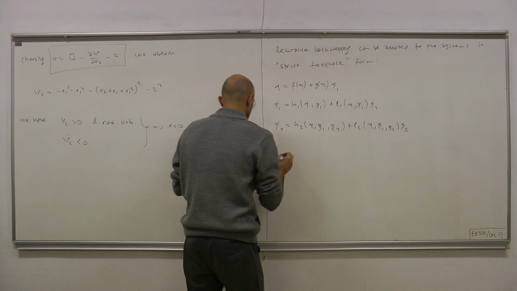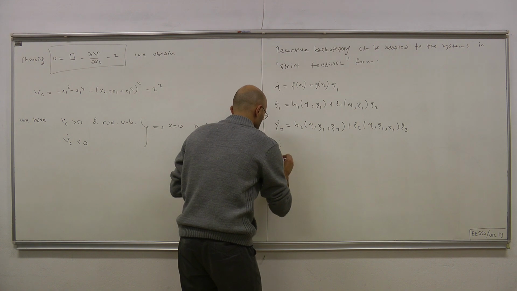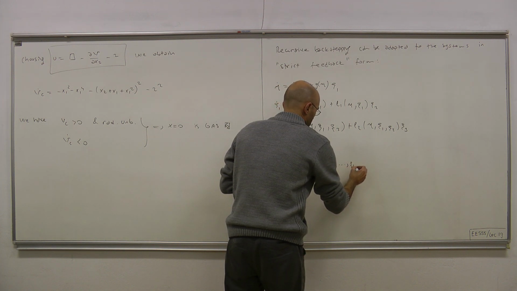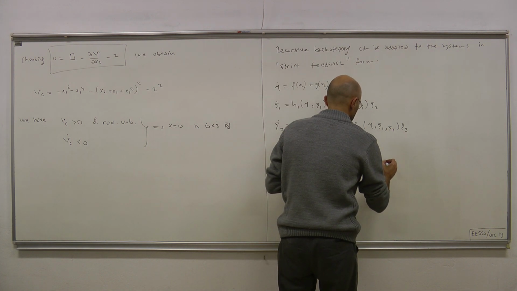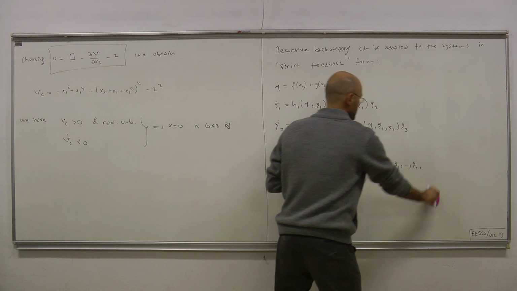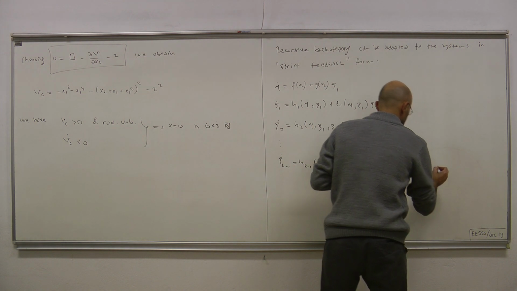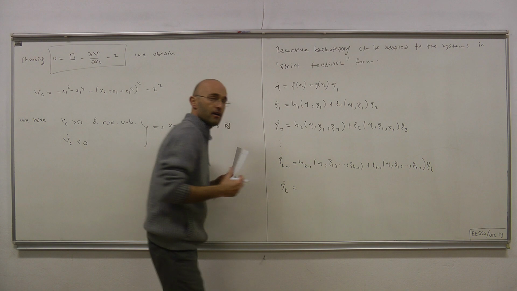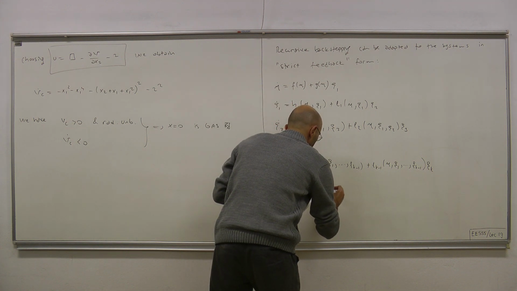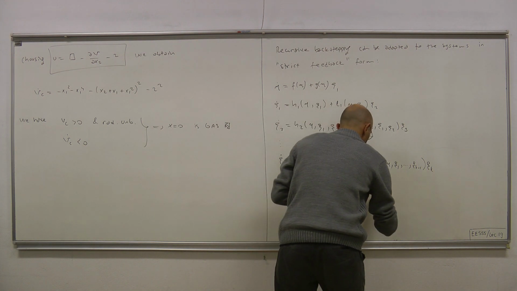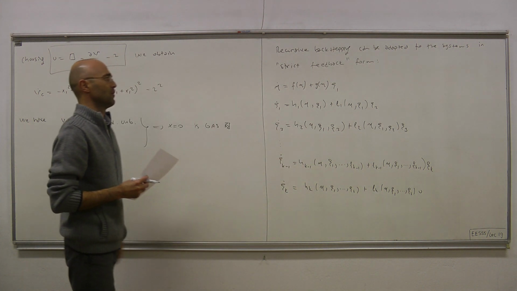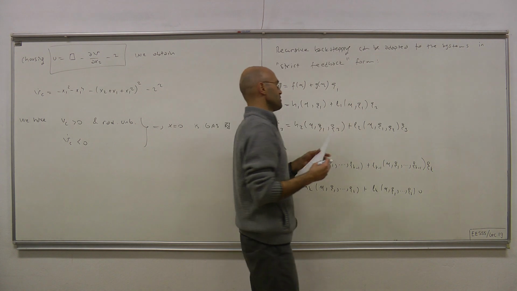And you go up to, let's say, k minus 1, h k minus 1 of eta psi1 through psi k minus 1, plus L k minus 1 of eta psi1 through psi k minus 1, times psi k, and finally psi k dot is where the control input appears: H k plus Lk times u.